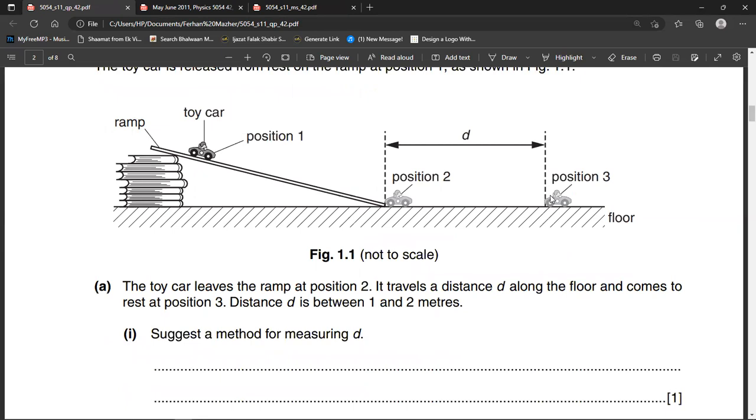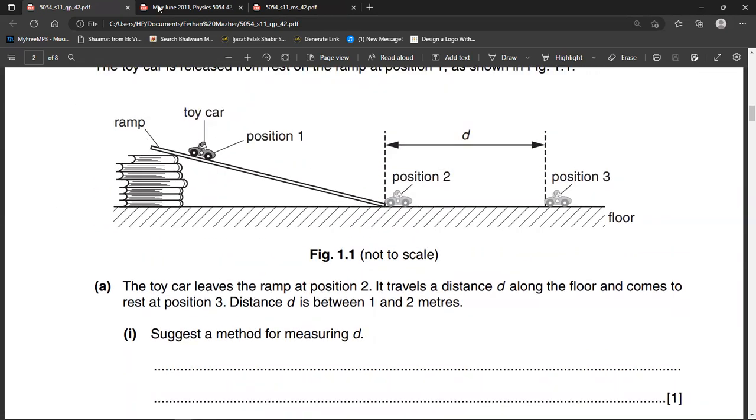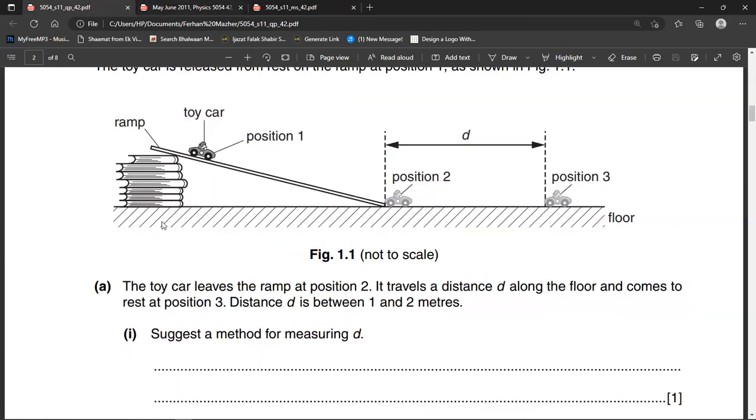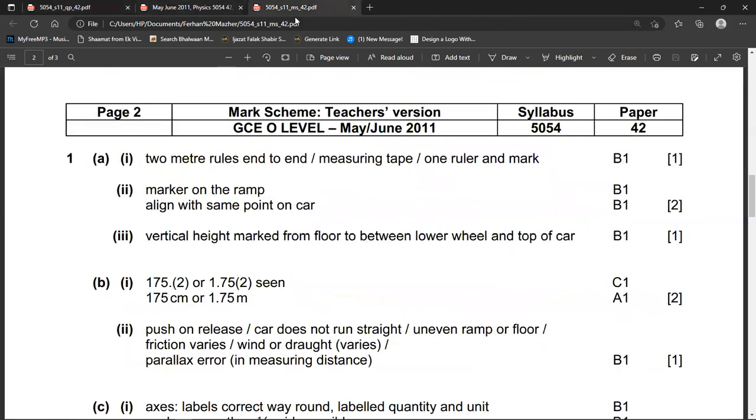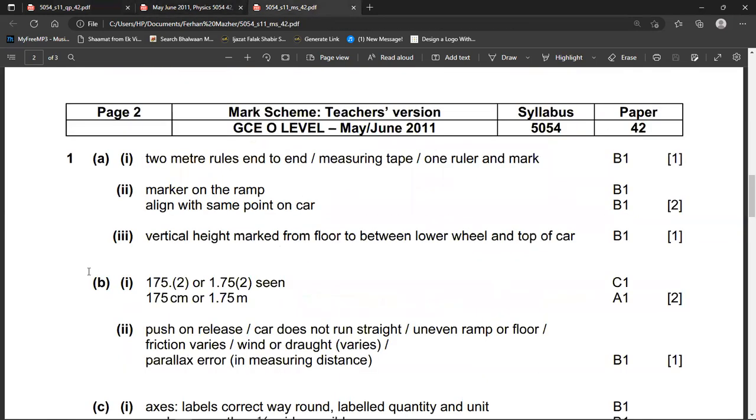Okay, so if you want to measure this distance d, which is between 1 and 2 meters, you can use a meter rule. You can also use a measuring tape. So my answer is use a measuring tape. You can use 2 meter rules end to end, measuring tape, or one rule and mark. Okay, so it's better to say measuring tape.